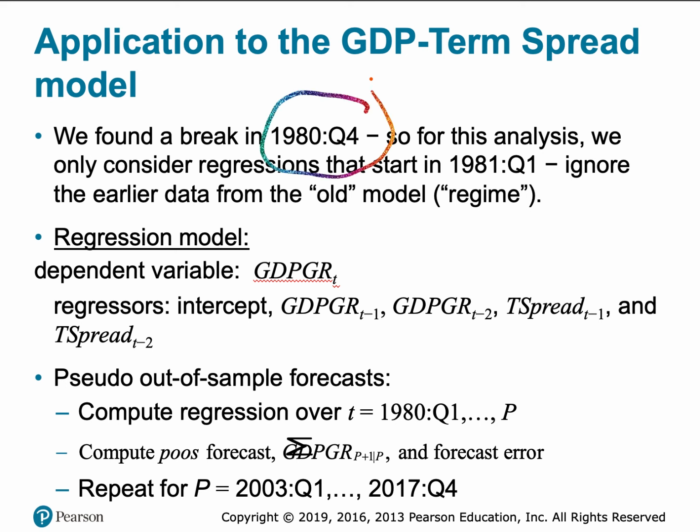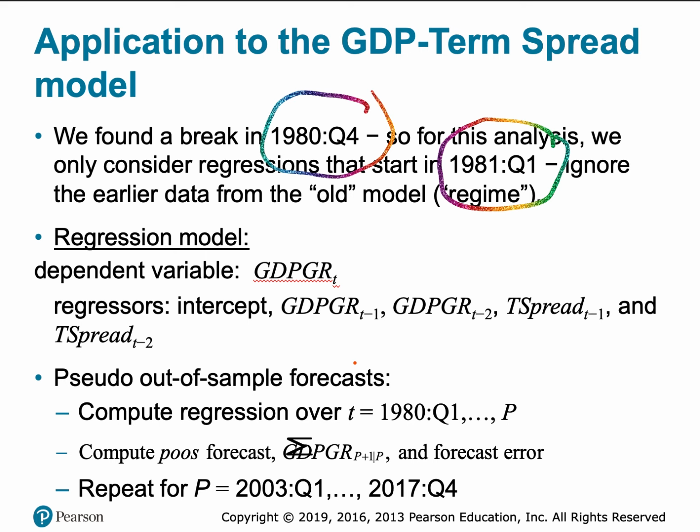So when you find a break in your series, one of the things that you can do is to only consider regressions that start after that break. You can look at regressions that start after that break or regressions that end before, one or the other. So we're going to ignore earlier data from the previous regime, and focus on data from the regime that follows.